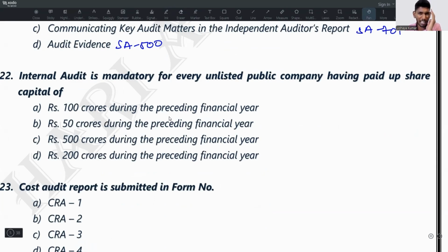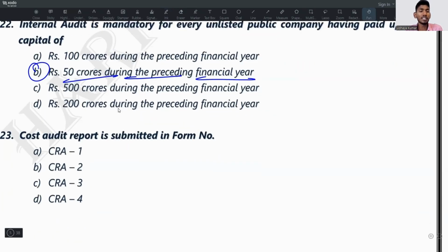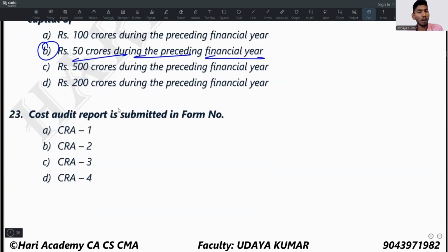Okay, you must clearly have an idea regarding the applicability. Internal audit is mandatory for every unlisted public company having paid up share capital of, as already discussed, rupees 50 crores during the preceding financial year. Moving to the next question: the cost audit report is submitted in form number CRA 3.